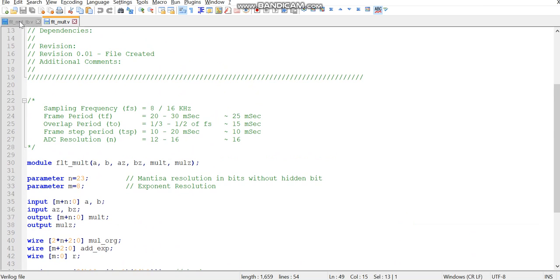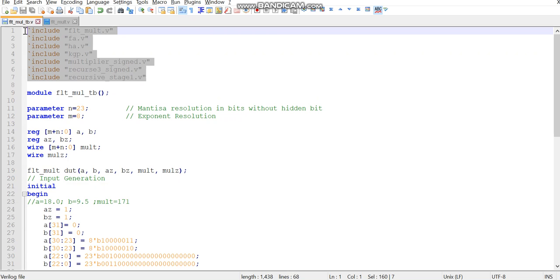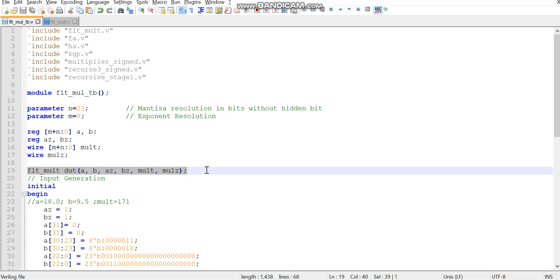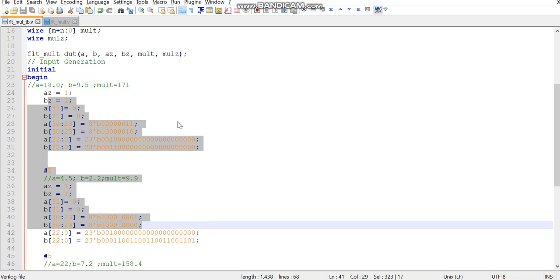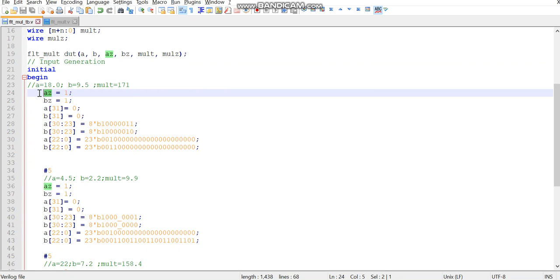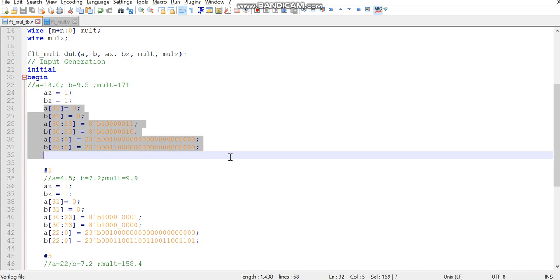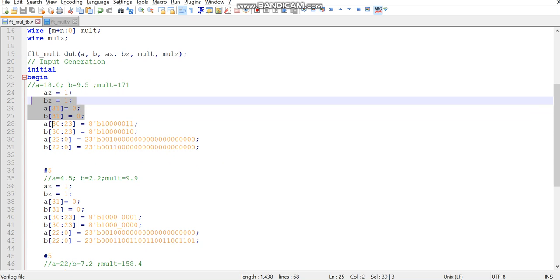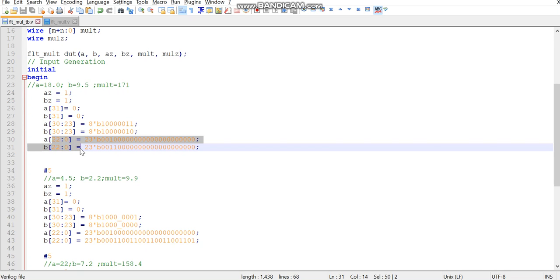So now let's look into the test bench of the floating point multiplier. I have included all the required submodules over here, and the top module instantiation is given here. This is the design under test. These are the inputs considered. A_Z and B_Z are the hidden bits of the mantissas of A and B. So over 32 bits of floating point representation, the 31st bit was taken as a sign, and then the 8 bits were taken as exponent, and the other 23 bits were taken as mantissa.